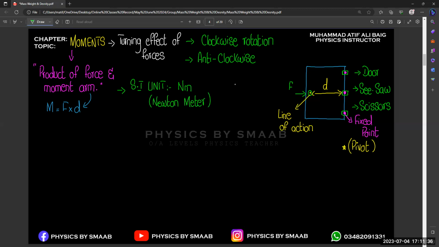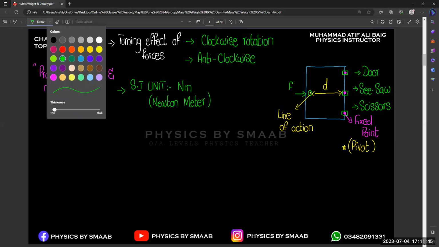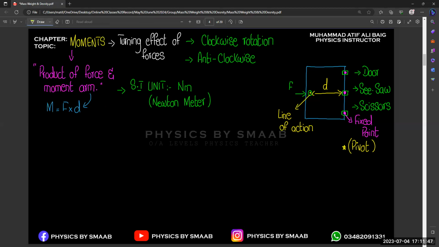Okay, one more thing. In a few concepts, definitions, or questions, you will find a term like this. I will write it on a separate side so that it will be clear for you. Let's suppose we are writing for the moment. Sir, can we call the moment arm the perpendicular point?